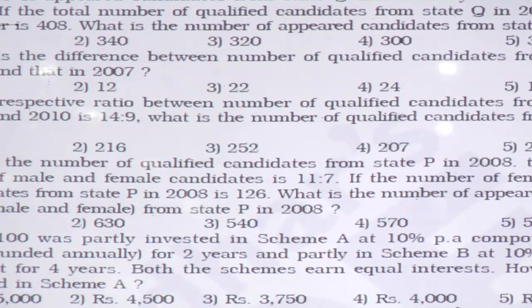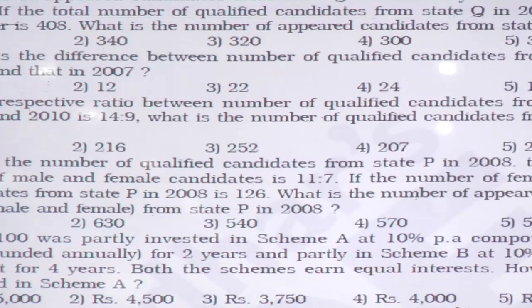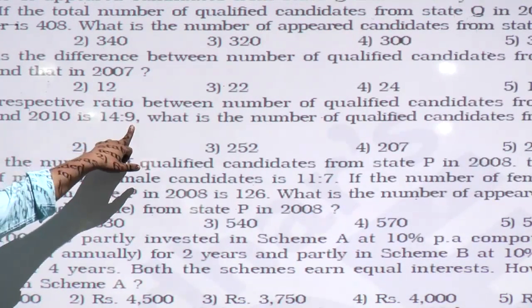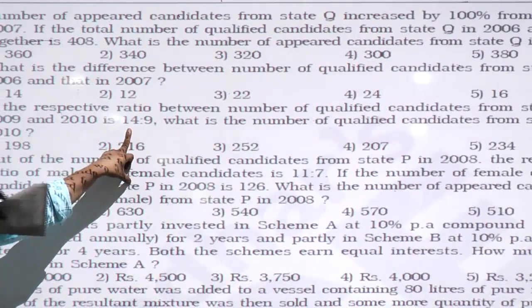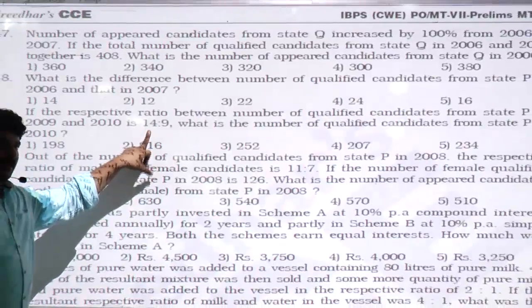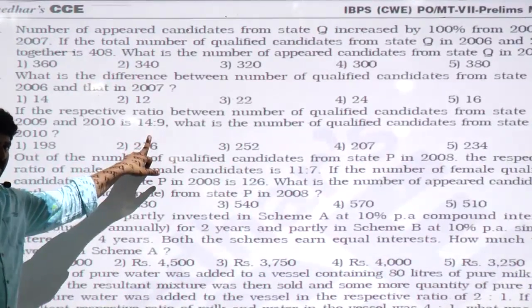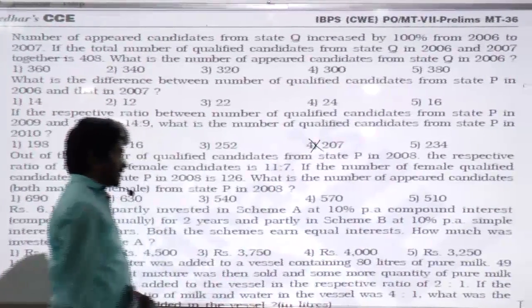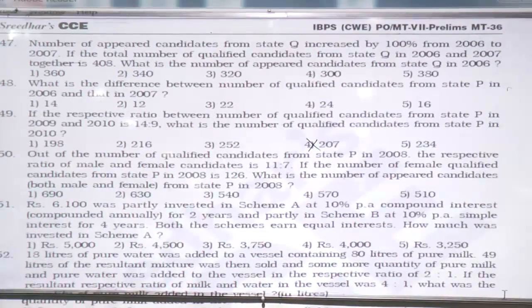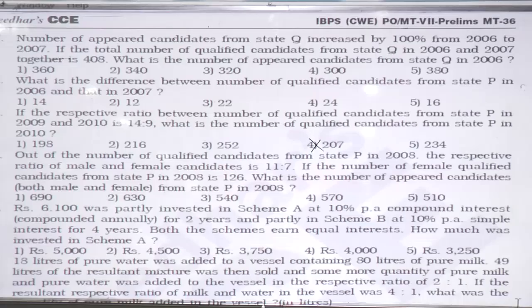You're asked about qualified candidates only. In 2009 to 10 it is 14:9. In 2009 there are 14 parts. Answer should be 14 multiple. Answer should be 14 multiple. Yes or no? It should be even number. Fourth option cannot be your answer. Yes or no? Odd number.